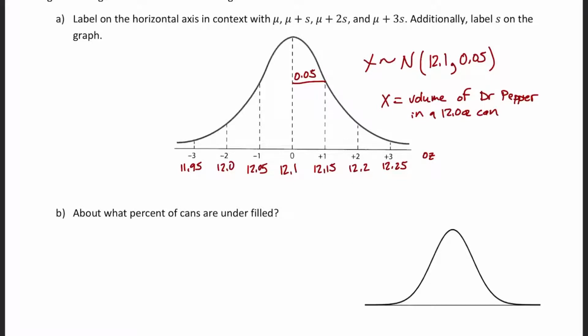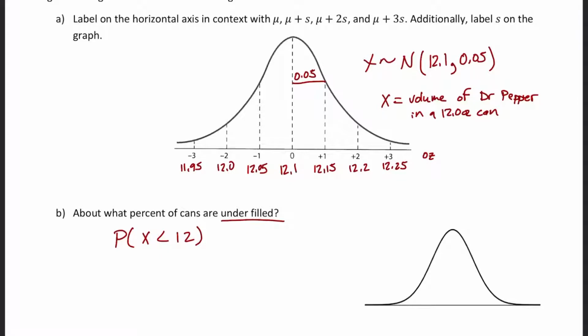All right, so let's be clear about what is underfilled. So if they are advertising 12 ounces, underfilled would be a time when it is less than 12 ounces. So all of these places where I'm putting a dot would be underfilled. So if it's less than 12 ounces, we're going to say it's the times when x is less than 12. So it's the probability that x is less than 12. And remember, we're not worrying about less than or equal to, because it's a continuous distribution.